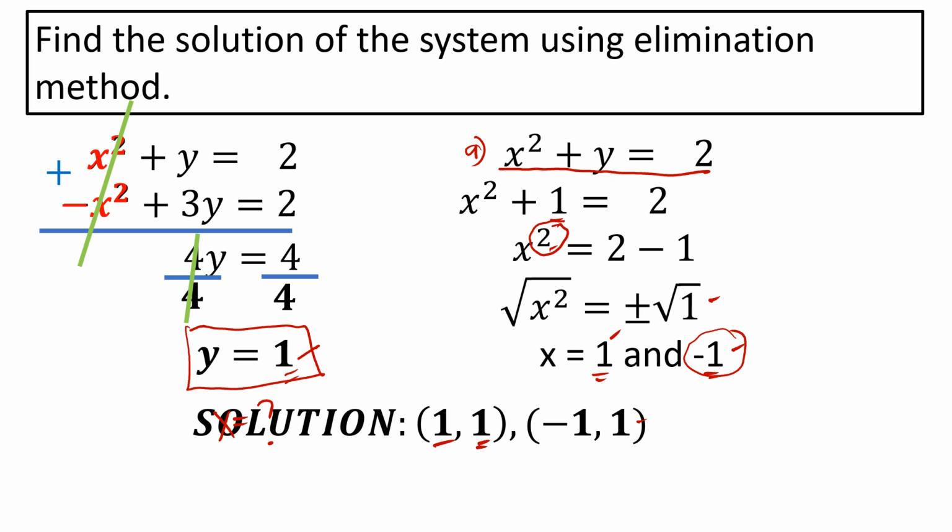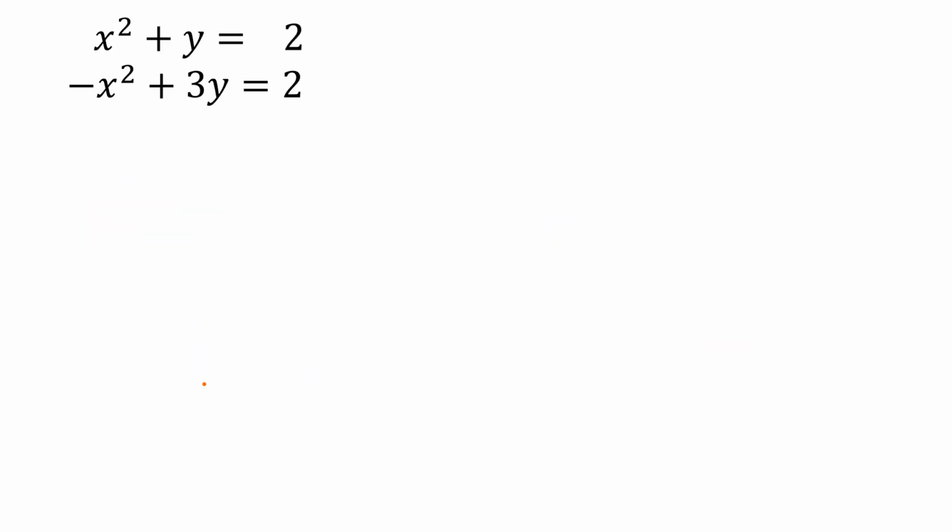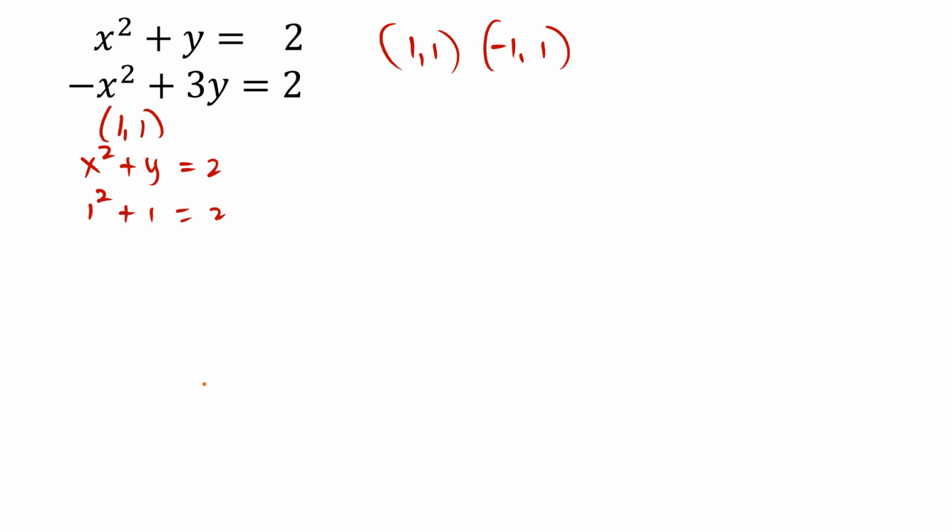And then how do we know if our solutions 1, 1 and negative 1, 1 are correct? So let us do the checking. Again, we have 1, 1 and negative 1, 1 as our solutions. So we will substitute to the first equation, x squared plus y is equal to 2. So 1 squared plus 1 is equal to 2, and 1 plus 1 is equal to 2.